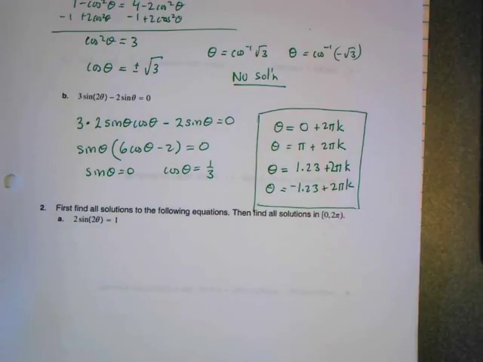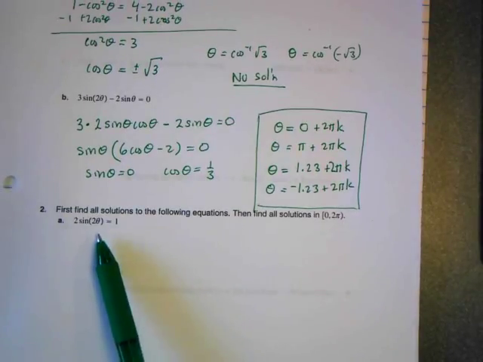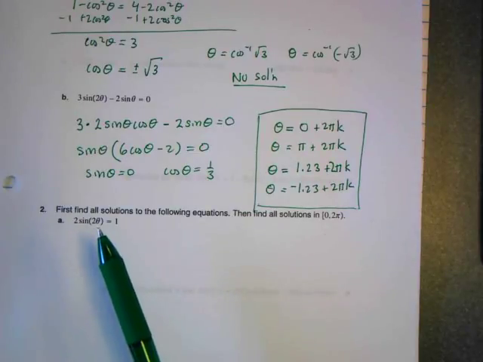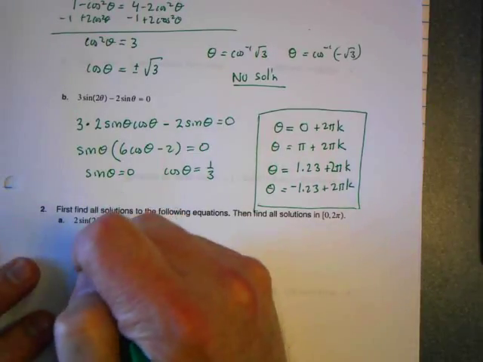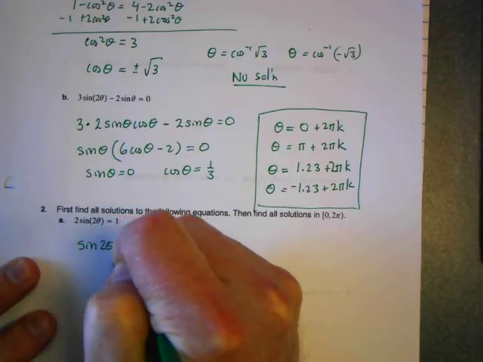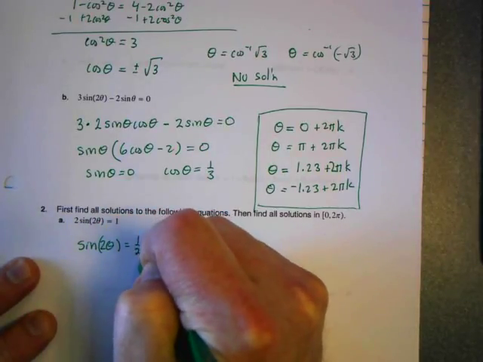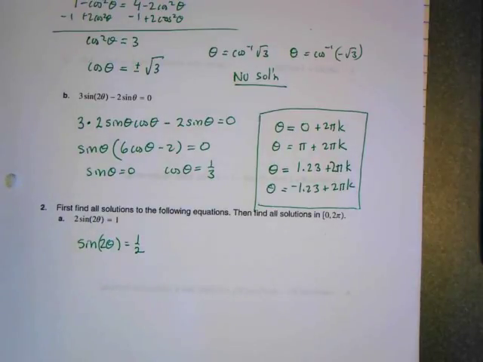What about this one? Any ideas? For this one, I don't think we have to, no. I think this one I would start by dividing both sides by 2. Sine of 2 theta equals a half. You're close. Or a half divided by half.